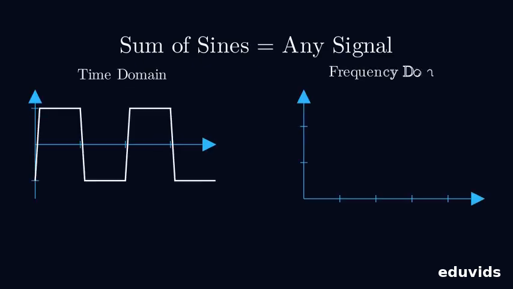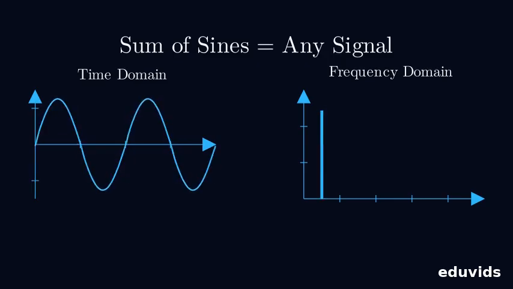We will start with a square wave, a signal that jumps between high and low instantly. Now we add the first sine component, the fundamental frequency. Its amplitude is 4 divided by pi. The shape begins to resemble the square wave. Next we add the third harmonic, a sine at 3 times the fundamental frequency with amplitude 4 divided by 3 pi. The corners become sharper.